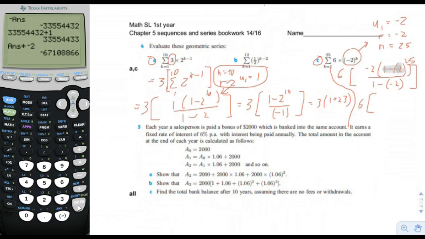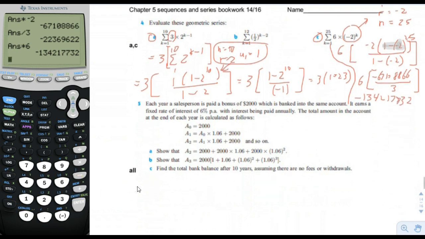Okay, so the top part is going to be that huge number. It's going to be -67108866. And the bottom is going to be 1 plus 2, which is 3. Okay, so we're going to divide that by 3. And then we're going to multiply that by 6. And that'll give us that huge number, negative 134,217,732. Okay? All right.